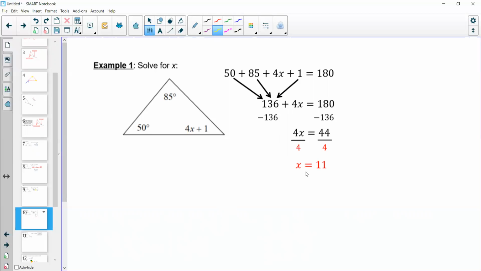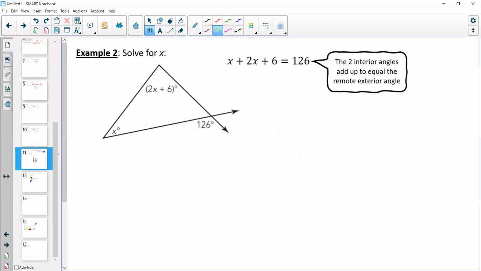Now if you substitute 11 for x back in this expression in the triangle, then you should get three angles that add up to 180. And you do, because 4 times 11 is 44 plus 1 is 45. And if I add 45 plus 85 plus 50, it indeed equals 180. Let's move to example 2.